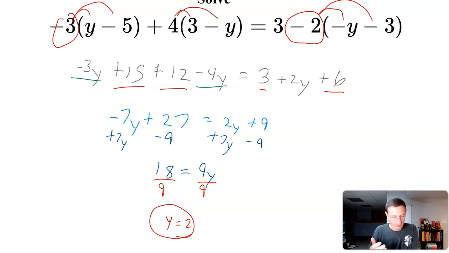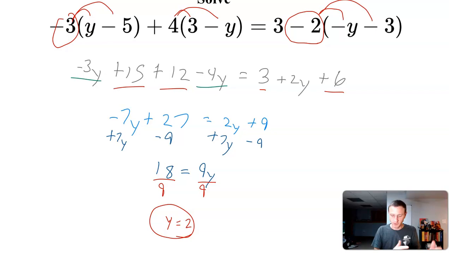And while I'm telling you to double check, let's just double check my first line. -3 times y is -3y. -3 times -5 is +15. 4 times 3 is 12. 4 times negative y is negative 4y. And then we have 3 minus 2 times negative y, which is going to be positive. Negative 2 times negative 3 is positive.